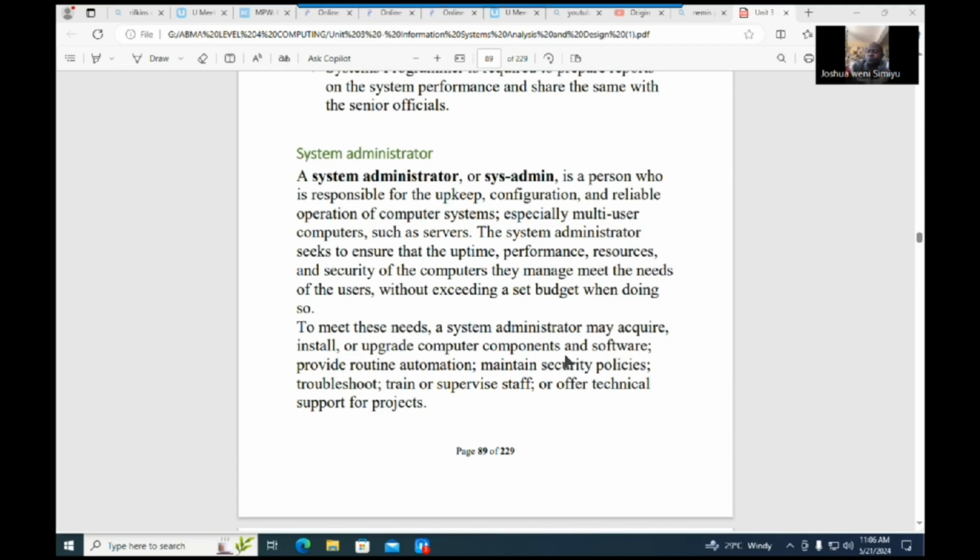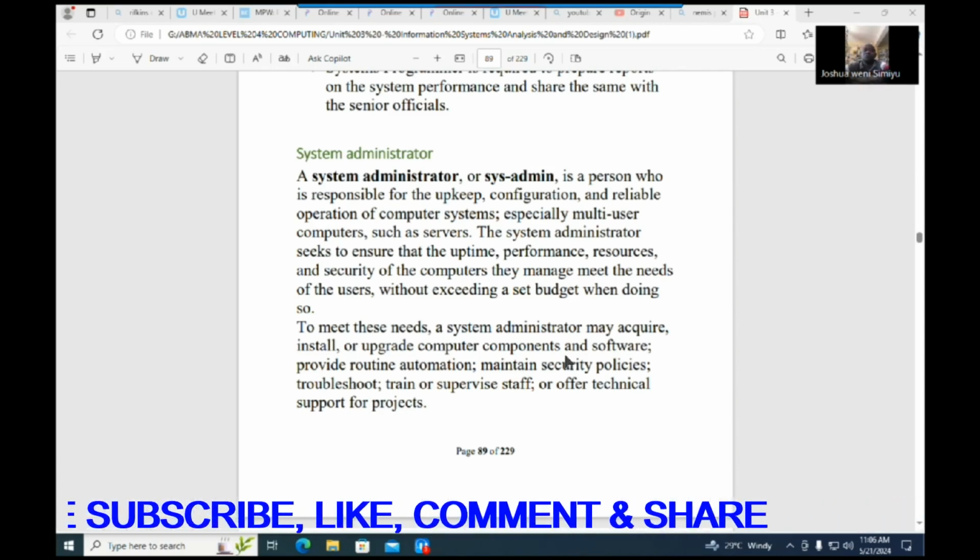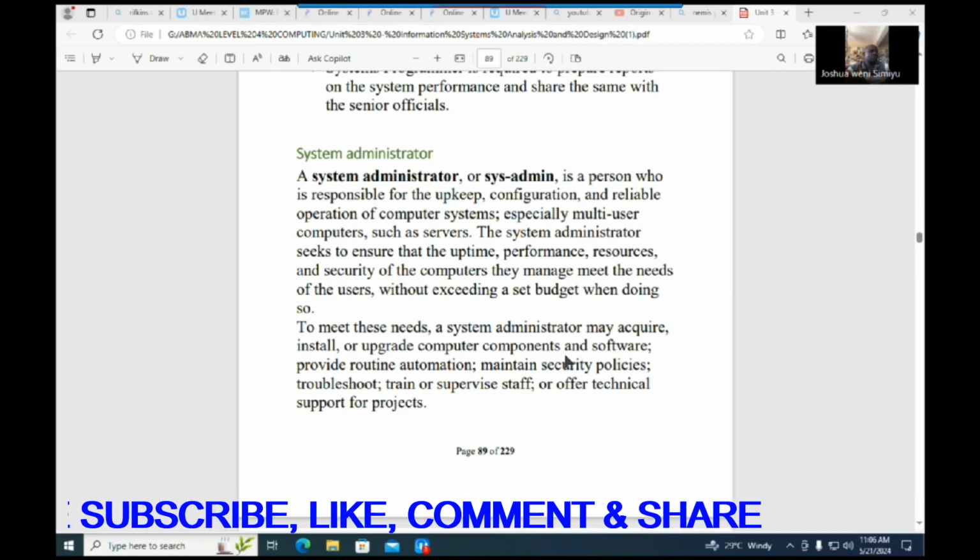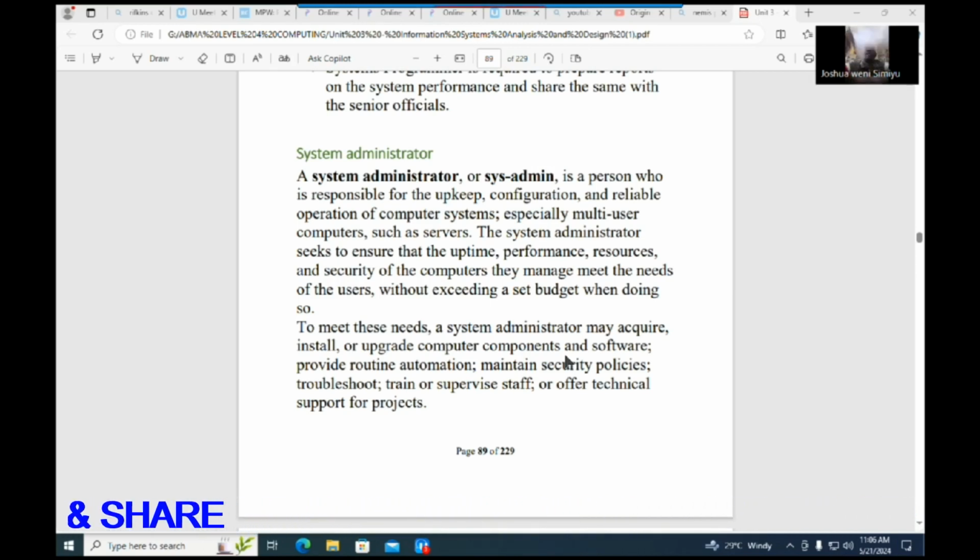A system administrator is someone in charge of system configurations and reliable operations on computer systems, especially multi-user computers, for example, servers. The system administrator ensures that we have the uptime, the performance, the resources, and the security of the computers that meet the needs of the users. And he works within a confined budget, so he needs to make sure he does not exceed the budget.